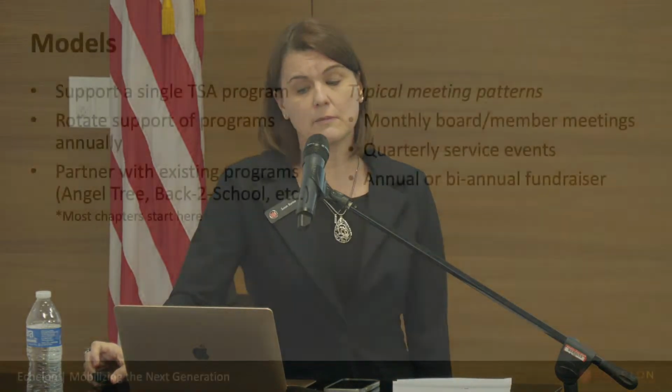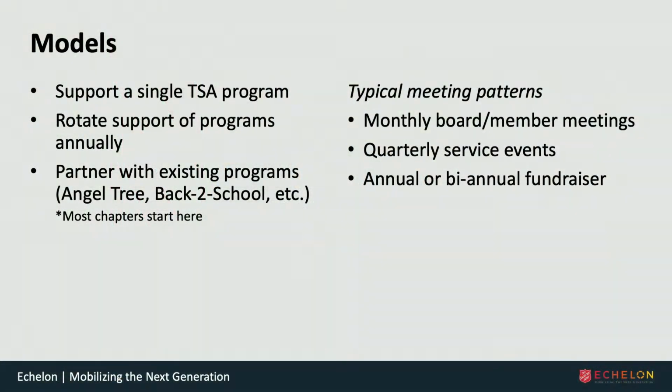There's a couple different models that we see at play, and all of them work. There's flexibility in Echelon, so you can make it contextualized to your local appointment. Some support a single Salvation Army program. I mentioned Milwaukee. They have picked one homeless shelter in their city, and that Echelon chapter solely fundraises, networks, and supports that particular program because they're passionate about people experiencing homelessness. There are other chapters, like our North Texas chapter in Dallas, that rotate their supported programs annually. Every year, they pick a new effort that they want to support. One year it might be homelessness. The next year it might be human trafficking, and they rotate each year based on the passions of their leaders.